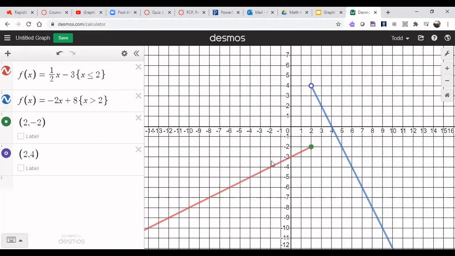The reason I'm showing you this is, when you take a multiple choice quiz, you might have all the functions that look the same, and the only difference is the open and closed dots. So pay close attention. When it's not or equal to, it's open. When it has a little line below it, it's closed.